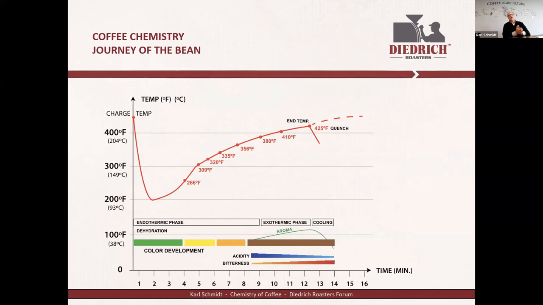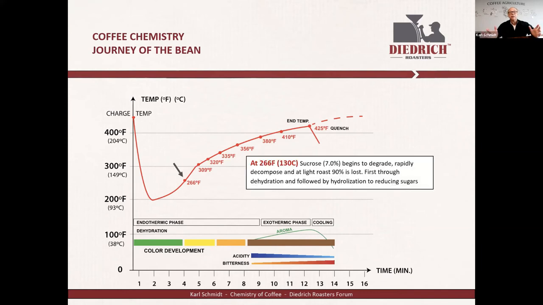This is so important to know: finding the right ratio between convection and conductive. The more convection, the faster you're drying out the bean, the faster you're running through the chemical reactions. You need to have the right ratio between conductive and convection in order to do the right thing. Now, what happens in the first 260? The sucrose, 70%, begins to degrade rapidly and decompose, and in a light roast, 90% is lost, first through dehydration and followed by hydrolyzation and reducing sugars.